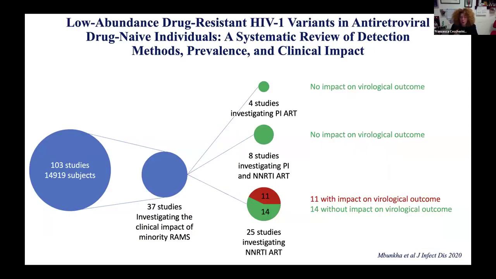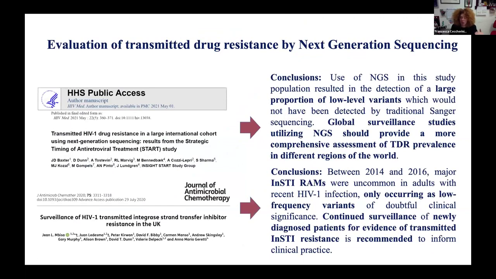In the past, we knew several studies that showed that NNRTI minor variants had an impact on virological outcome. But now there are different studies investigating the minority variants on PI. There was no impact on virological outcome. On PI and NNRTI, few studies and no impact on virological outcome. Now we have more than 25 studies investigating NNRTI. And so some, like we knew before, had an impact on virological outcome, but not all have an impact on virological outcome. So there is a big debate about the minority variants for NNRTIs, depending also on which is the cutoff.